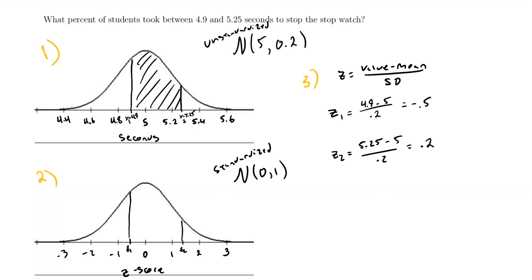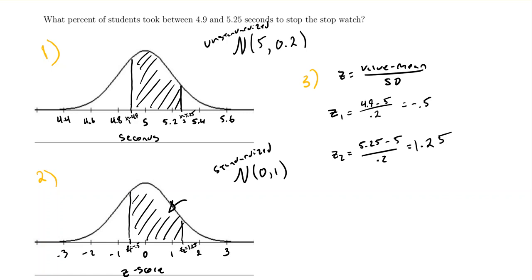And we get our first z-score value corresponding to 4.9 is negative 0.5. So we got negative 0.5 on our standardized picture. And the second value is not 0.2, it's 1.25, my bad, 1.25. So that means we're going to try to find the area between these two values in our standardized picture, because we have a standardized z-score table we can look at, but not an unstandardized table for seconds. So if we can find this area, then we'll be good.